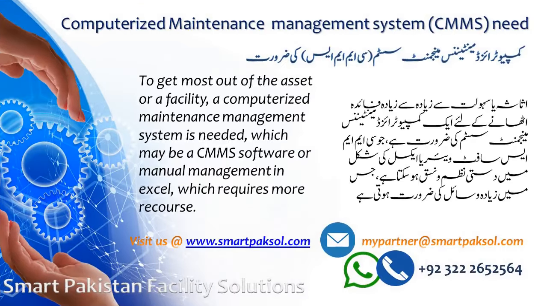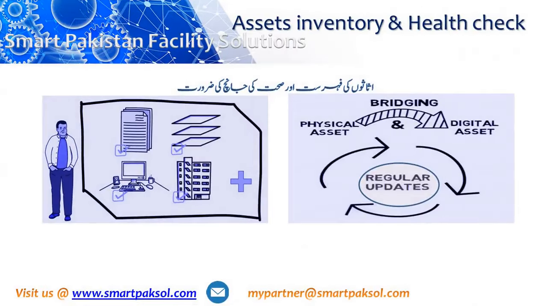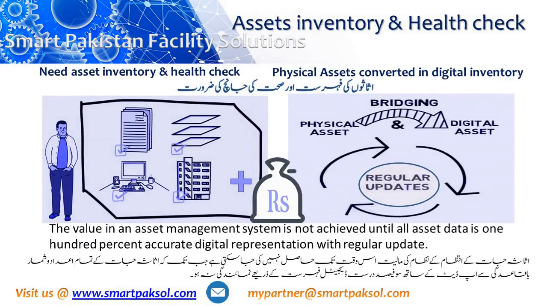To get the most out of an asset or facility, a computerized maintenance management system is needed, which may be CMMS software or manual management in Excel, which requires more resources. For this, the actions are: asset inventory and health check. Physical assets are converted into a digital inventory. The value in an asset management system is not achieved until all asset data is a 100% accurate digital representation with regular updates.